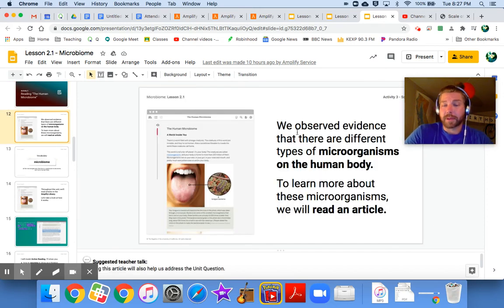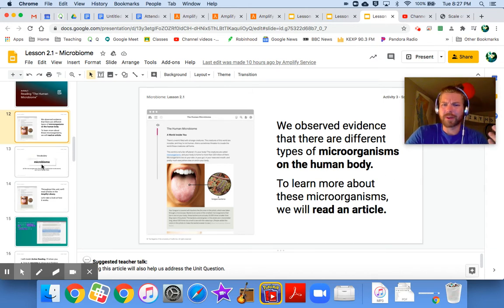So let's talk about a couple things. We observed evidence that there are different types of microbiomes on the human body, right? We looked at the hands, okay? So to learn more about these microorganisms, we will read an article. We're going to learn more about the microbiomes that we have.